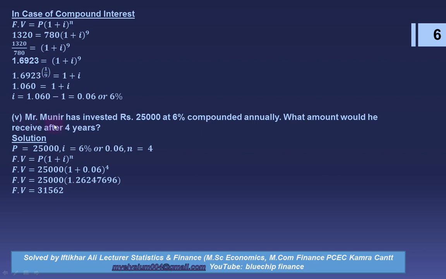Question number 5 is, Mr. Munir has invested rupees 25,000 at 6% compounded annually. What amount would he receive after 4 years?